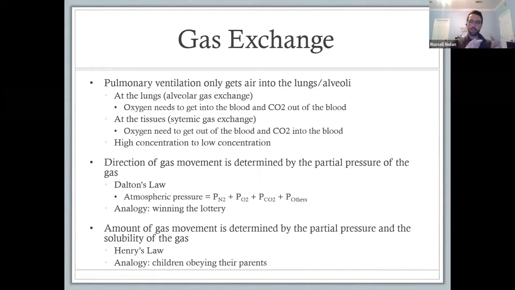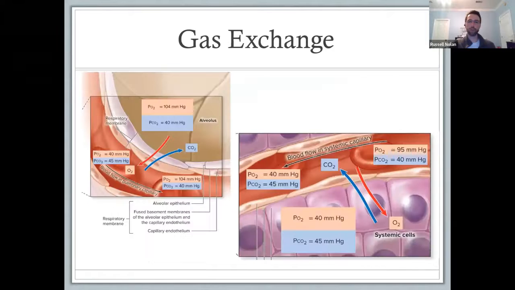So Dalton's law gives us the partial pressure, which allows us to establish a pressure gradient. And then Henry's law tells us that, based on that partial pressure and the solubility of the gas, we can determine how much of the gas, oxygen or carbon dioxide, is actually exchanging between the lungs and the blood, the alveoli and the blood, or across the tissue membrane.